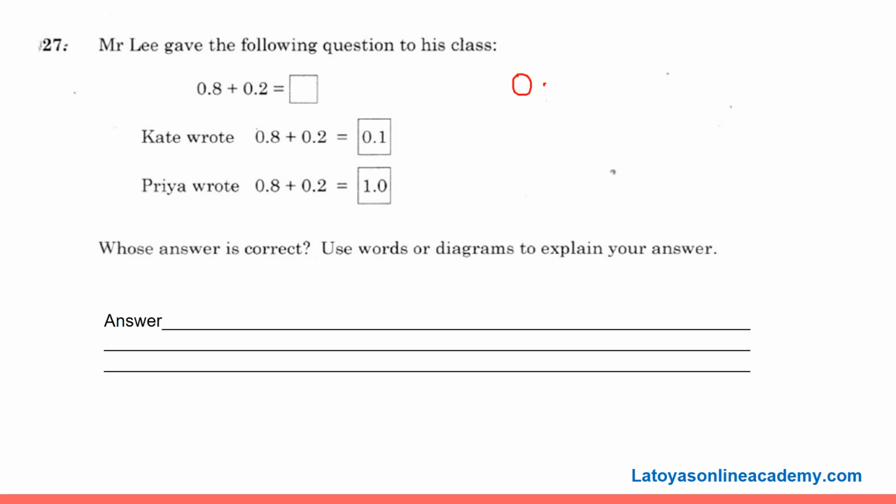As I said before, when you are dealing with decimal points, it is important to line up your decimal points correctly. Alright, so let us add. 8 plus 2 is 10. Cross out the 0, put the 0 in here, put back your point. 0 plus 0 is 0, 0 plus 1 is 1. So what are we getting? We are getting 1.0. So whose answer is correct? Priya's answer is correct.